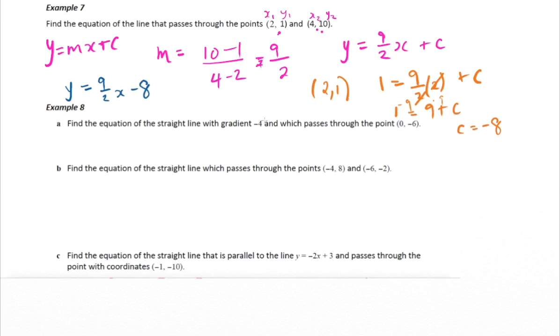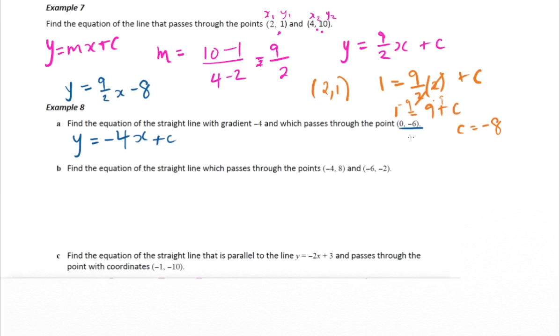Example 8 is just another scenario. Find the equation of a straight line with a gradient of negative 4 that passes through this point. So this time it skipped this whole thing of having to find the gradient. It just straight away gives us the gradient. So I'm just going to do the exact same thing as I did before. Firstly, substitute in the gradient that we know. And now we need to find this point over here, and we can sub it in.